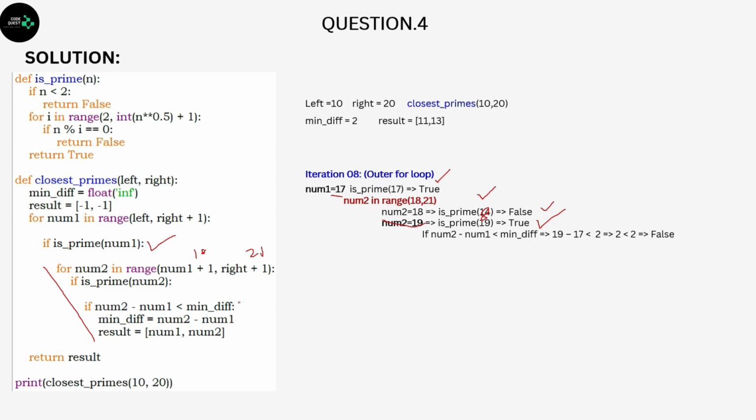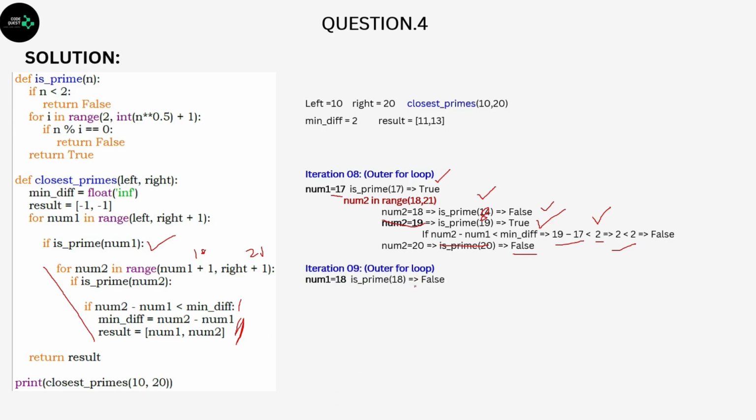So hence we will calculate the difference first, num2 minus num1. What is num2? 19. What is num1? 17. So 19 minus 17 is 2. So 2 less than 2, because the minimum difference is already holding 2, is false. Hence, we will not update the minimum difference or result. Now in the next iteration, num2 becomes 20. The is prime function is going to return false. So the inner loop is now over.